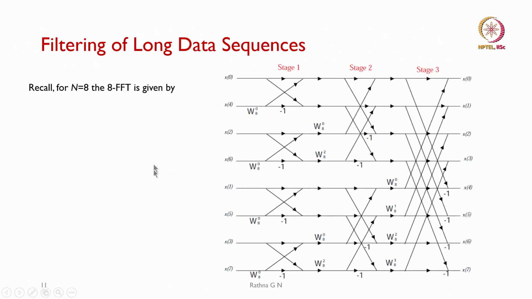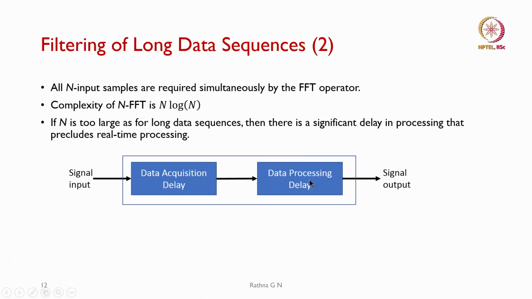So, we know about filtering of long data sequences, and how we are going to use our FFT. As we have already discussed, we have N equal to 8 and the 8-point FFT is given by this butterfly structure. You have seen it. If it is 16 you can extend it, and 32 and so on. It is easy to write N equal to 8, which we can use.